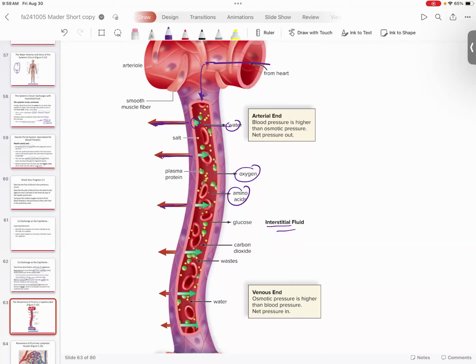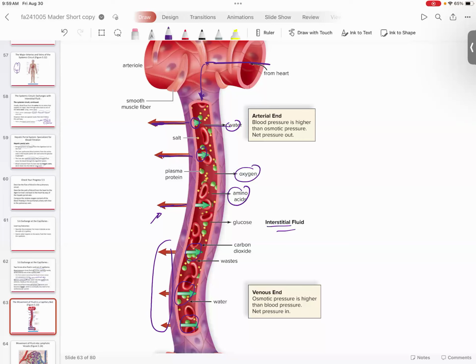The inward forces, these little green arrows, is the osmotic pull. So the desire of the saltiness of the blood inside wanting to pull it in. So as you go through the capillary, you'll notice that you have a diminishing pressure of water being pushed out. So there's less and less water being pushed out, so you can see by these smaller arrows. And as you go through, there's more and more osmotic tension inside the vessels.